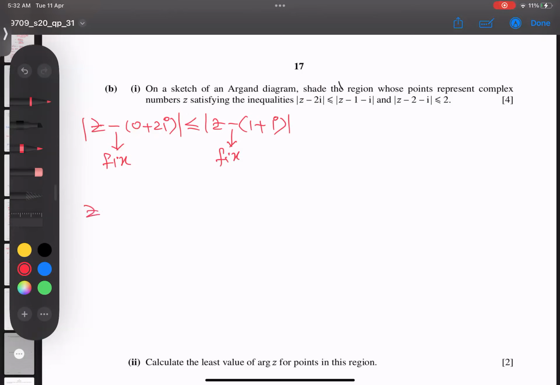The second one is modulus of z minus 2 plus iota, less than or equal to 2. This is called, again this negative sign is fixed, the center of the circle. And this is called the radius of the circle. Okay. Now, before we start this one, we must know one thing: what is the position, what's the location, how we can draw. So the best technique, first you rough draw.